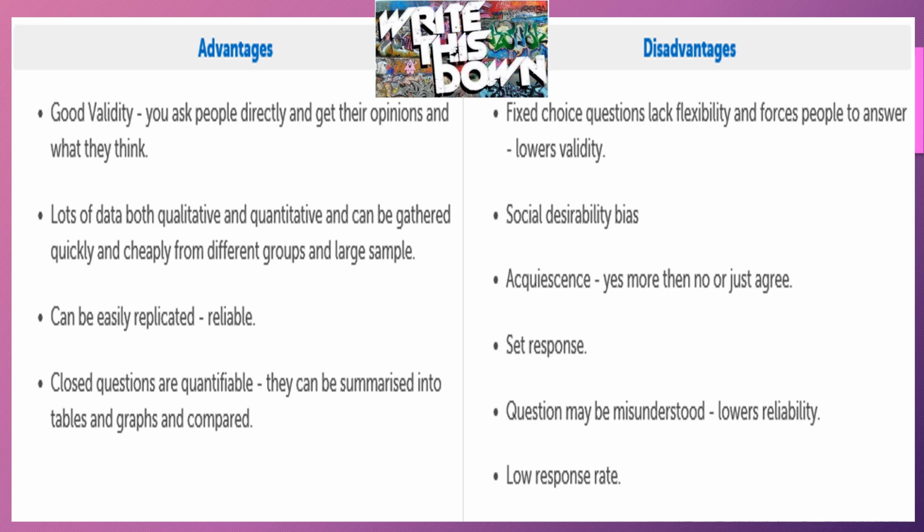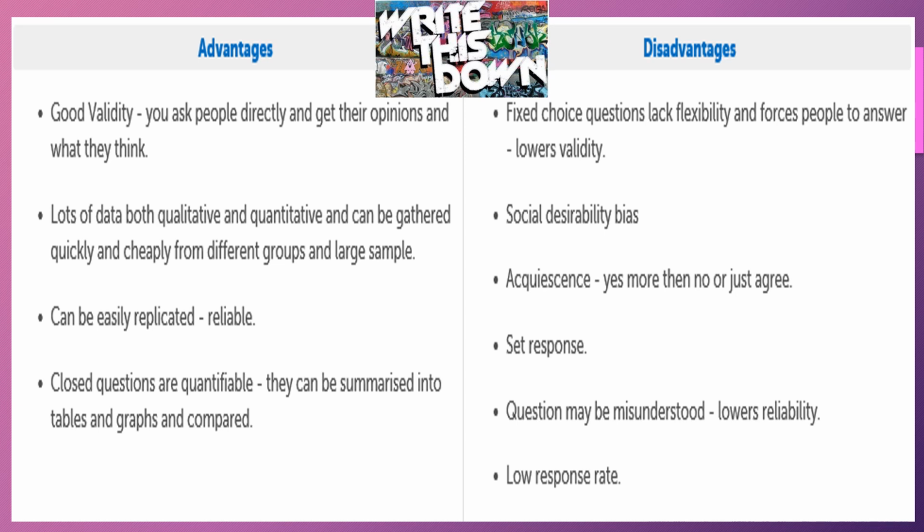Some of the disadvantages of self-report data: if you're providing fixed choice questions, it lacks flexibility and forces people to answer. This gives a lower validity because they're not giving their full and detailed opinions. They can't explain why they picked a particular answer. So this is a particular problem with structured interviews and closed-ended questions. Social desirability, as we've mentioned, people tend to give answers that they think make them look good rather than being honest and true.